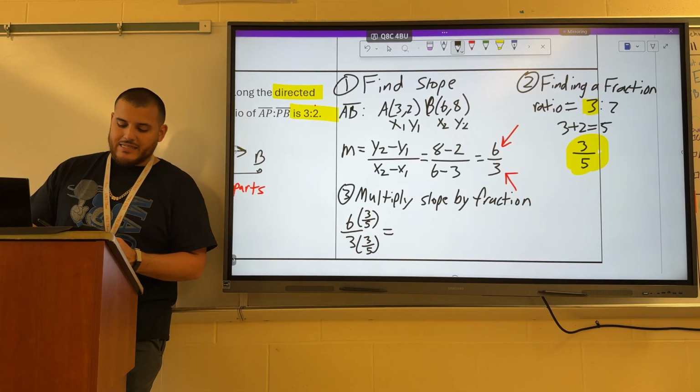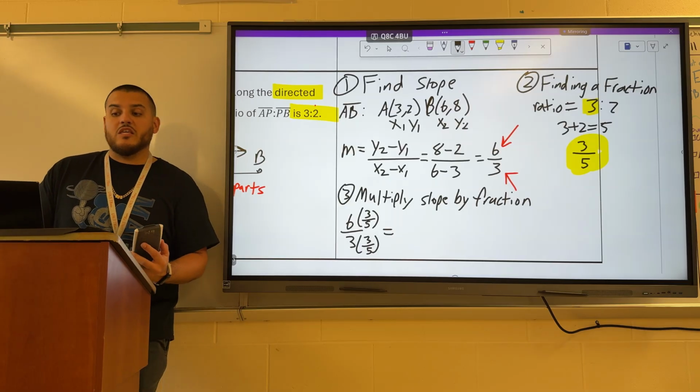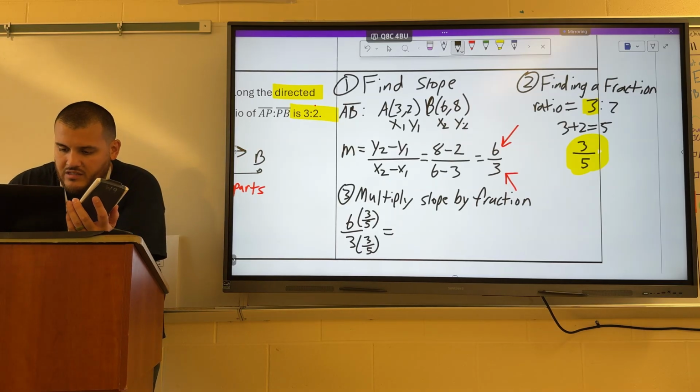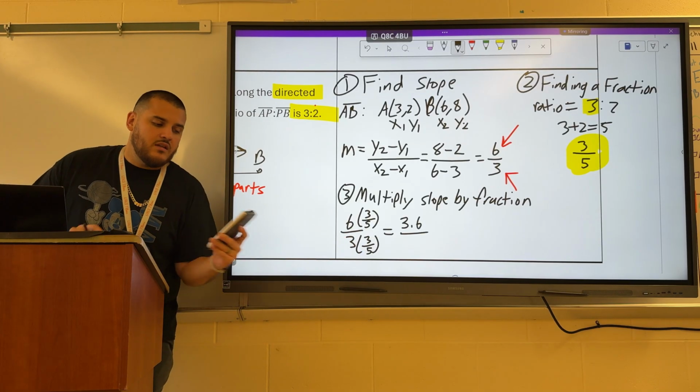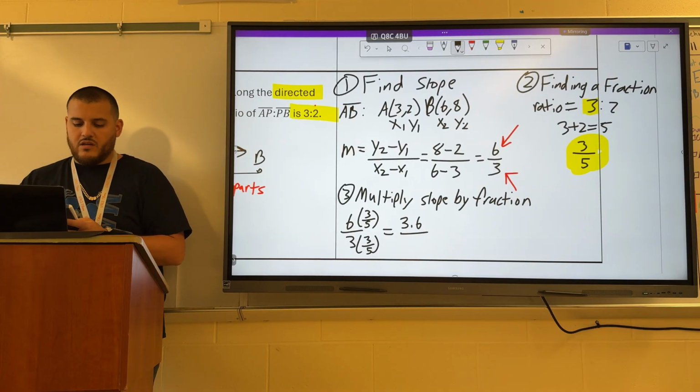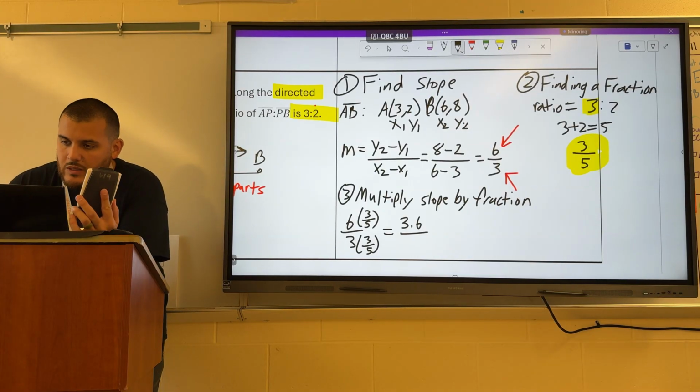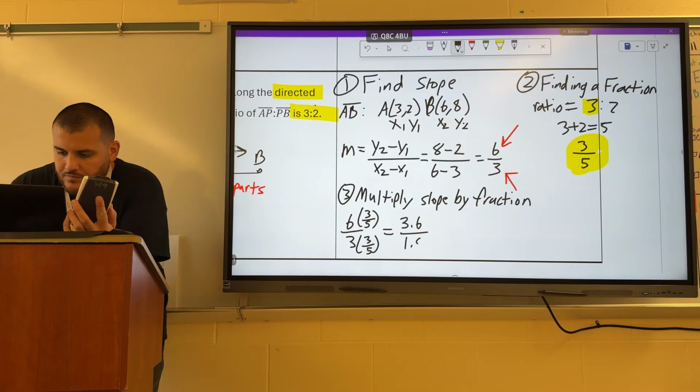So 6 times 3 is 18. 18 divided by 5 gives me 3.6. So my resulting value up here is 3.6. And on the bottom, I'm going to do 3 times 3 divided by 5. 3 times 3 divided by 5 gives me 1.8.